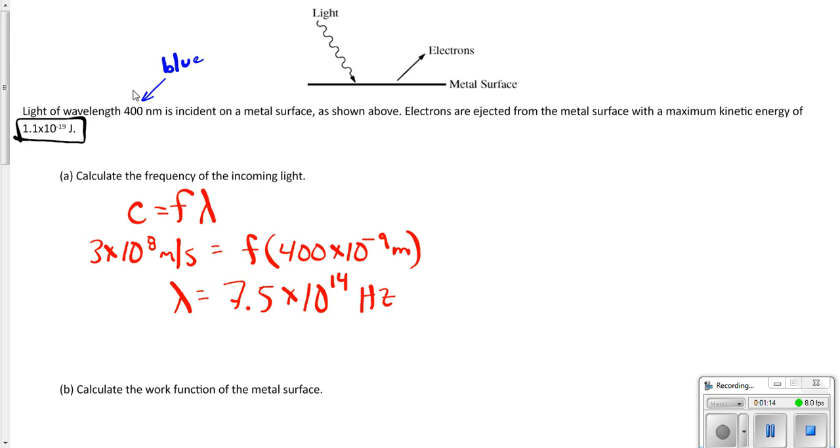So we haven't used any quantum physics, really. It was just old optics stuff. Sorry? I put lambda. Thank you. Frequency.